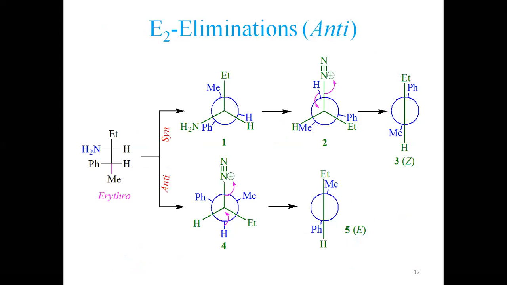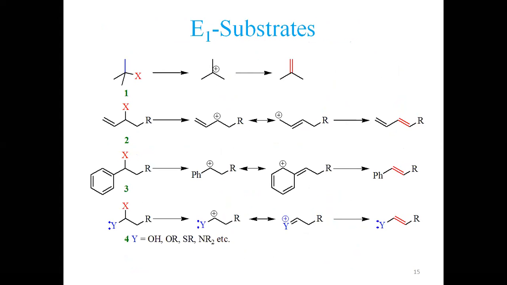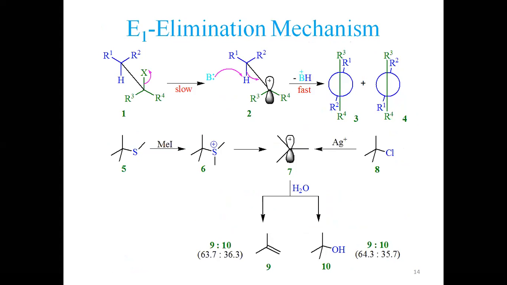Yes, sir. Alright. So we have this approach to E1 elimination. You see, if this carbon is a tertiary carbon, then this tertiary carbocation shall be very stable and it shall follow E1 elimination. But if this is not, then it shall not follow this. I have presented this in the next slide. Let's see.